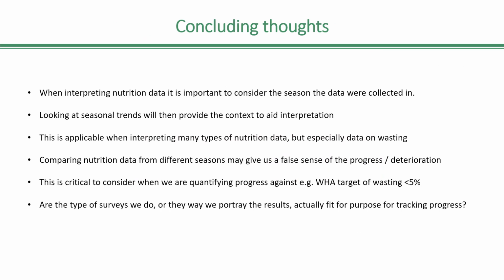In summary then, when interpreting nutrition data, it is critically important to consider the season that the data were collected in. Looking at seasonal trends will then provide the context to aid interpretation of the data. This is applicable when interpreting many types of nutrition data, but especially data on wasting. Remember that comparing nutrition data from different seasons may not give us a full sense of the progress or deterioration. Where possible, we need to compare data taken in the same season, or if that's not possible, at least we need to account for the role that seasonality may have had in our data. This is critical to consider when we are quantifying progress against, for example, the World Health Assembly target of reducing wasting prevalence to less than 5%.